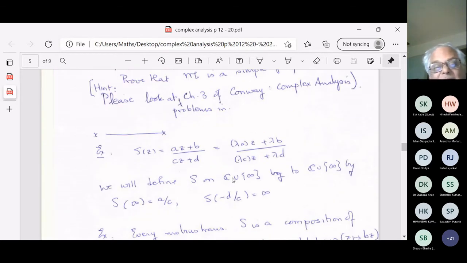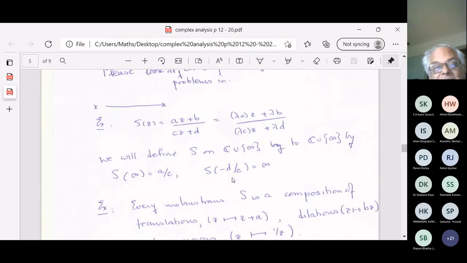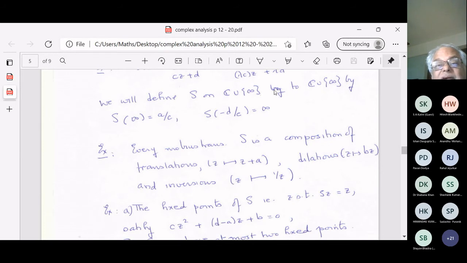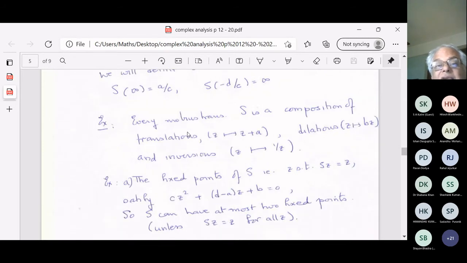So S of Z is this. We define it on C union infinity in the natural way. Every Mobius transformation is a composition of these things, and a composition of these things is a Mobius transformation. This is saying that every Mobius transformation is a composition of translations, dilations, and inversions. I had made a fuss about this last time.